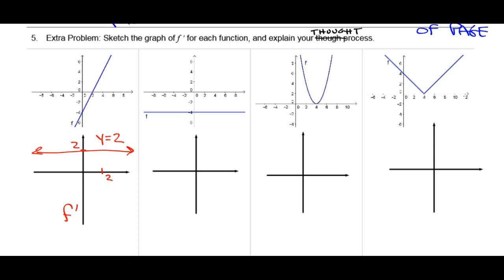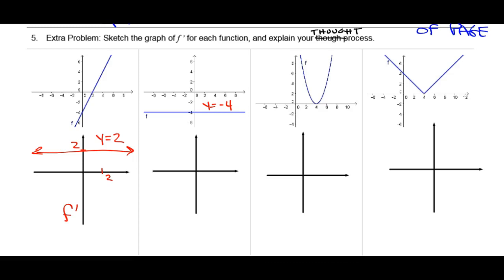Okay, second example. This graph of f looks like y equals -4. That's what f, the function, is. What does its derivative look like, Jeannie? Oh, whoa, hey, that was a violation. Y equals 0. Tell me why that makes sense.